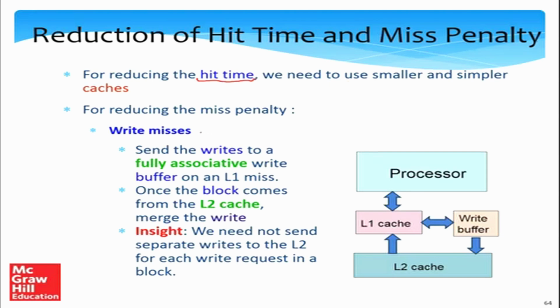If we consider write misses where we might write to successive words in the same line, what we do is create a small write buffer, a very small structure with 4 or 8 entries, just after the L1 cache. The write buffer need not be after the L1, it can be between the processor and L1 as well. It does not matter, the concept is the same. We send the writes to a fully associative write buffer on an L1 miss. Basically this contains multiple blocks.